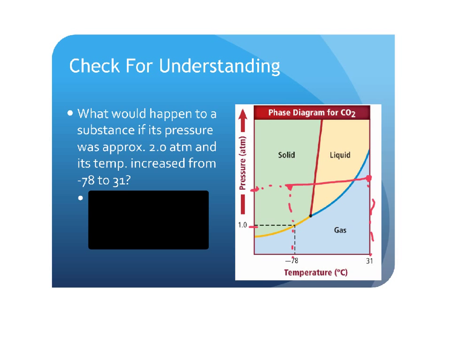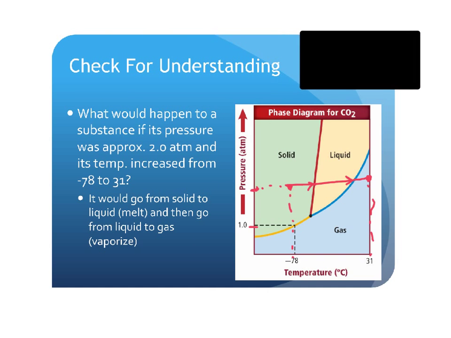So if we look at what happens, we actually do two things. We cross the solid-liquid barrier, and we cross the liquid-gas barrier. So the answer to that question is, it would go from solid to liquid, meaning it would melt, and that's going to happen right here at this temperature, whichever that is. And then it will go from liquid to gas, or it'll vaporize, and it would happen at this temperature right here.